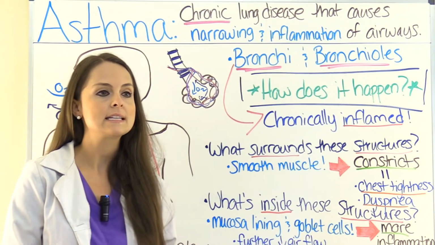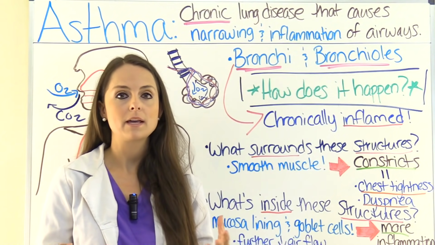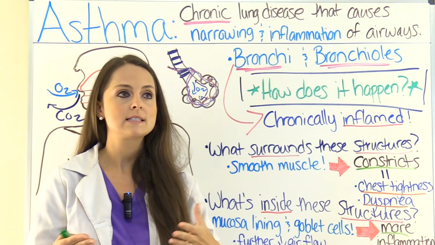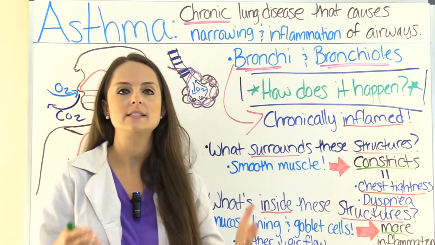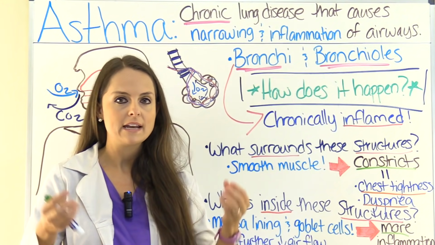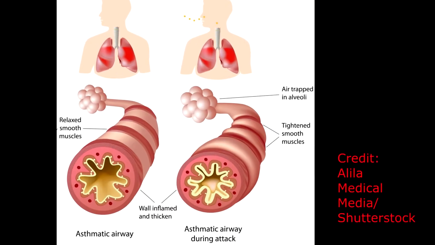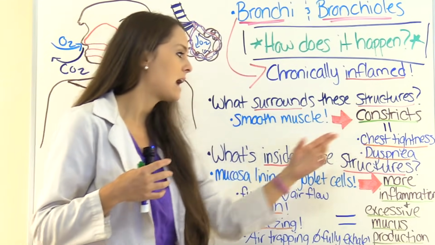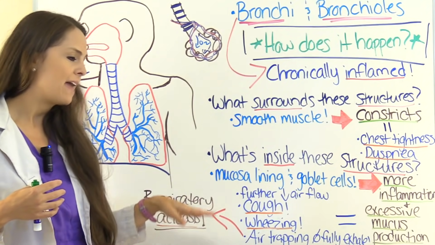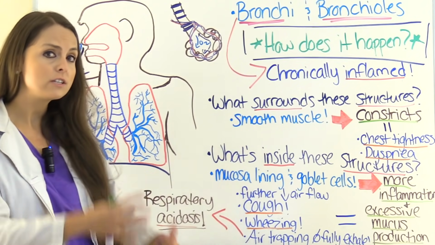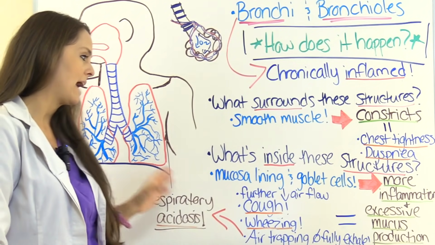And what happens is this patient can become triggered. Say, for instance, that one of the triggers that causes an asthma attack in them is pet dander. So they get around pet dander, it inflames all of these bronchi and bronchioles, and it can send them into an asthma attack. So the patient will start experiencing chest tightness, difficulty breathing, coughing, wheezing, and they will experience air trapping, which eventually can lead to respiratory acidosis.